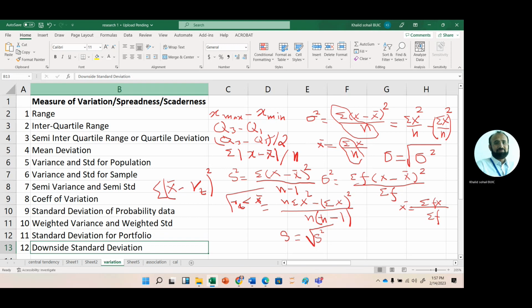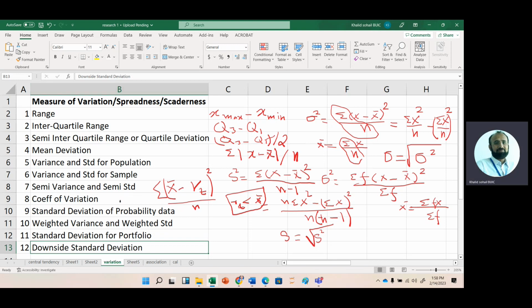This one, I am just highlighting this. For each RT value, we will take only those values that are less than the average value, and then it is divided by n. When we take its square root, it becomes the semi-standard deviation. It is very similar to variance, but it only considers observations that are below the mean.